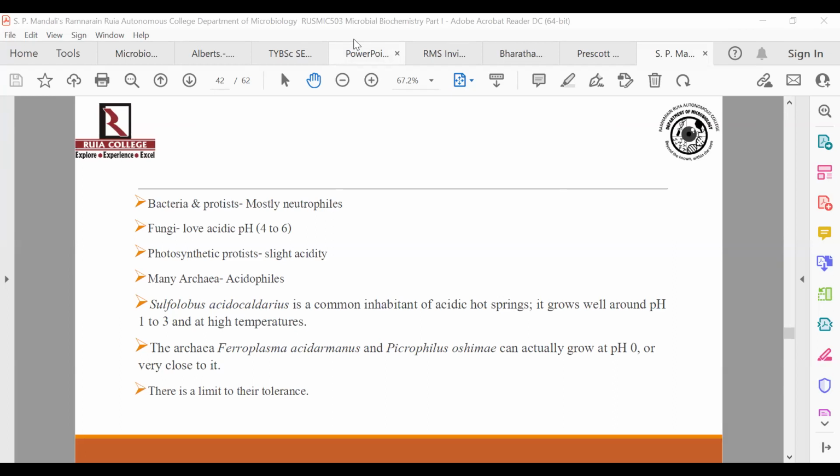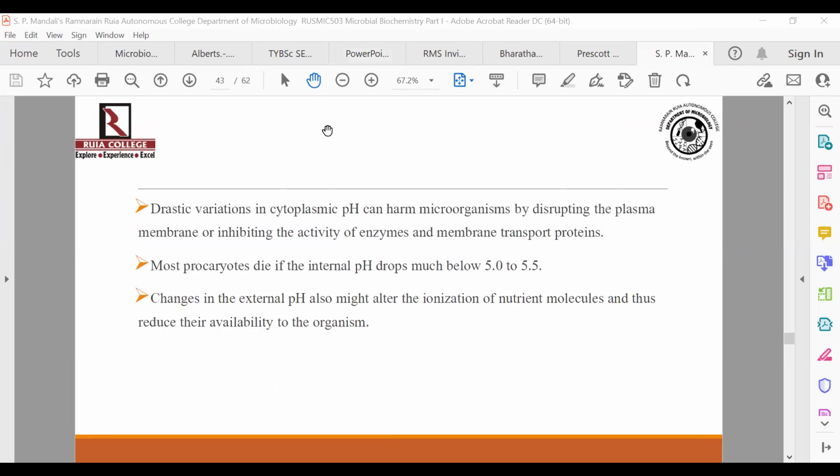But yes, every organism has a limit to its tolerance. You cannot expect it to have a very broad range of tolerance. They have an optimum, and they normally tolerate pH very close to that optimum only. So any drastic variations can affect their cytoplasmic pH. And if cytoplasmic pH varies, that could be really very problematic, because this leads to disruption of the plasma membrane.